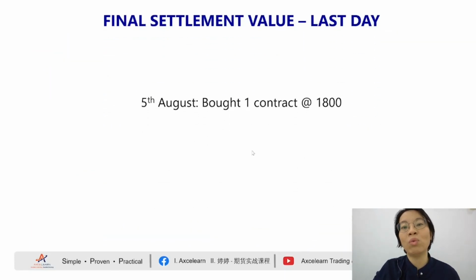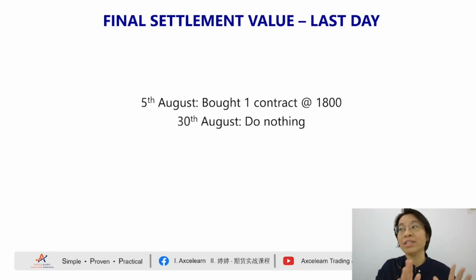Now, if I change this scenario to something slightly different, I'm still going to buy one contract of FKLI at the price of 1,800 on 5th of August. But I did not sell on 6th of August. Rather, I'm holding the contract because, let's say, the market still favors me and I still want to hold on to my contracts. Or another possibility is you forget about it. You bought already, many of us, right? You forget the contracts and you just leave them alone.